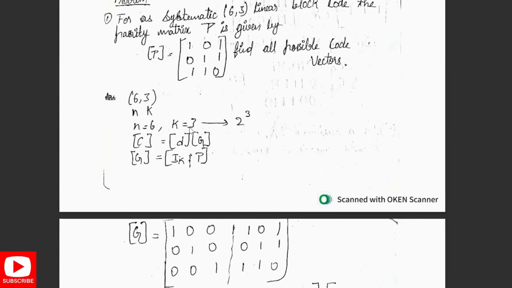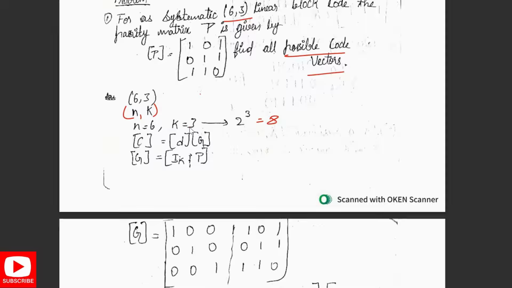So for a systematic 6,3 linear block code, the parity matrix is given as this. You need to find all the possible code vectors. This is the question that has been asked. So for this, first write down 6,3. What is that? It is n comma k. So our n value is 6 and k value is 3. So write down 2 power 3, that is 8.